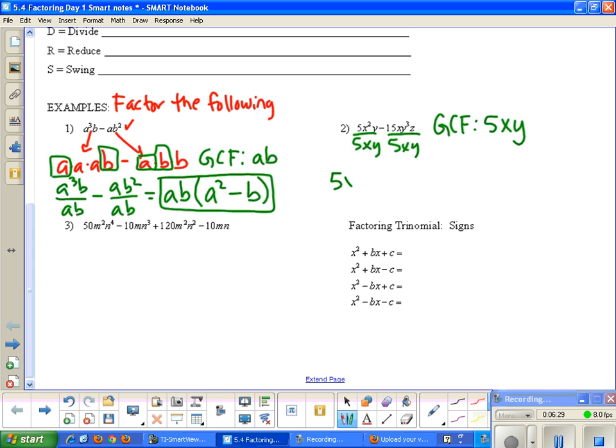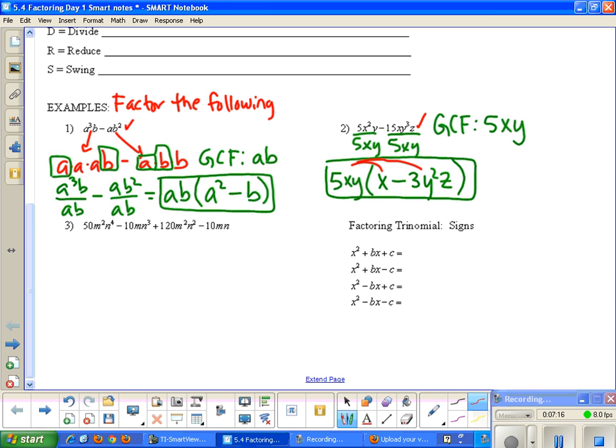So when I do that, that means 5xy goes in front, and then 5 over 5 would be 1, so x squared over x gives me x, and then y over y is 1, so that's gone, minus 15 divided by 5 is 3, and then x over x is 1, y cubed over y gives me y squared, and then z doesn't have anything, so it just stays there. And this would be my correct factored form. And of course, if I wanted to check this, I would take my terms and multiply it back through, and I would see that I would end up with what I originally started with. So why don't you pause the video and see if you can do number 3 on your own.